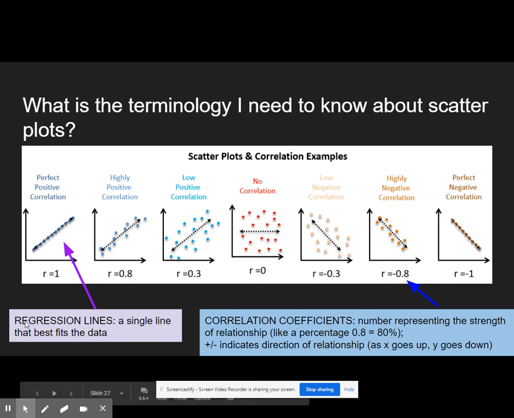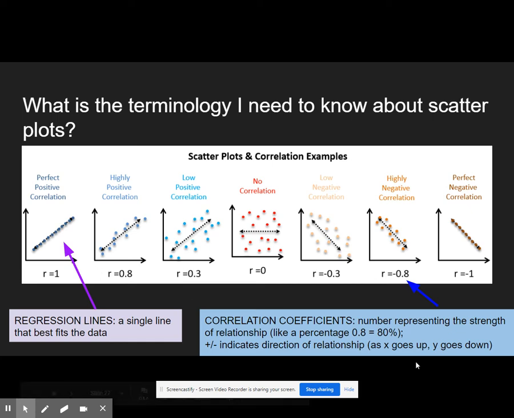The first one is called a regression line. So this is the single line that best fits the data. So if you've ever taken statistics, it's called the best fit line. It's represented by R in a mathematical equation. So that's this. So regression line. So this is the line.